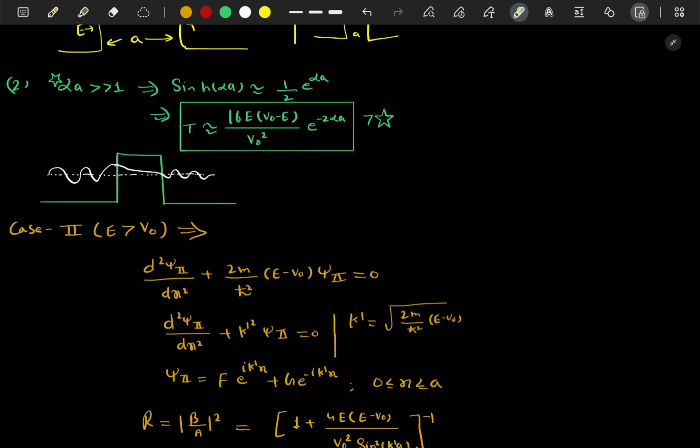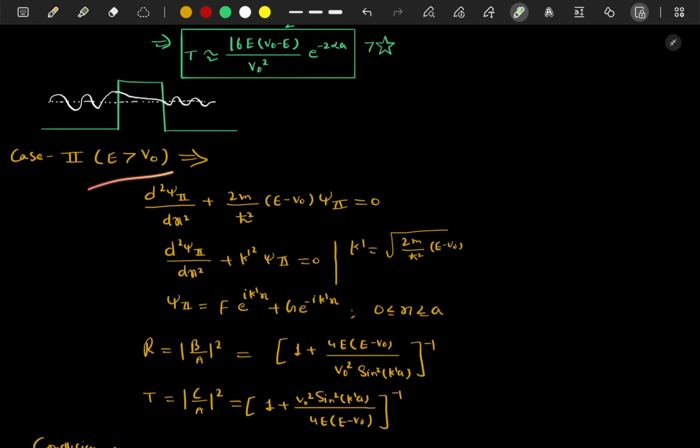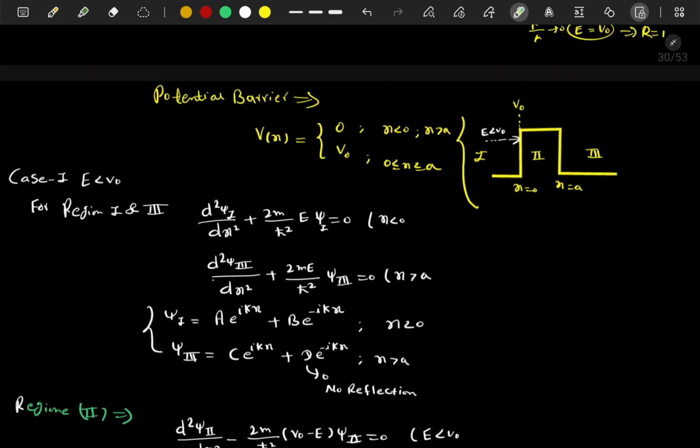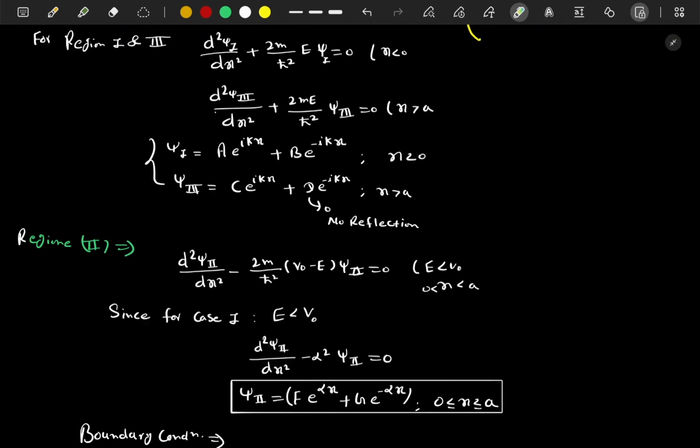Hope you got the point. So in the classical region, all good. In the classically forbidden region, or we say in the quantum region, there is an exponential decrease. Now second, the step potential, the potential barrier. This is the potential barrier.